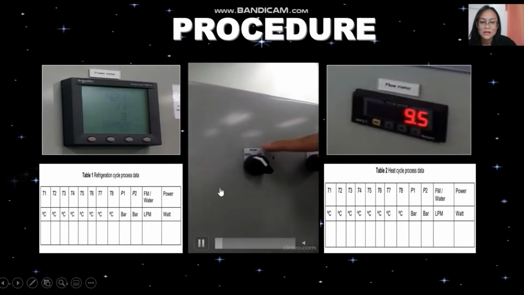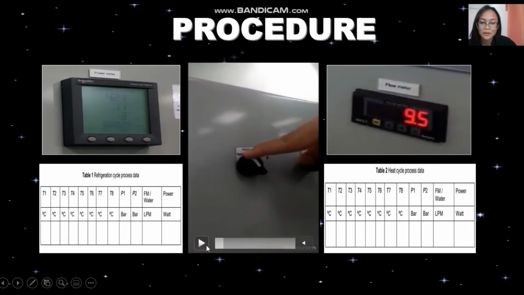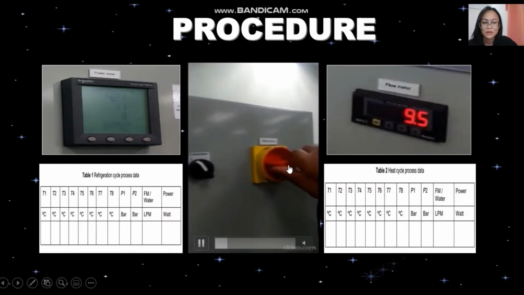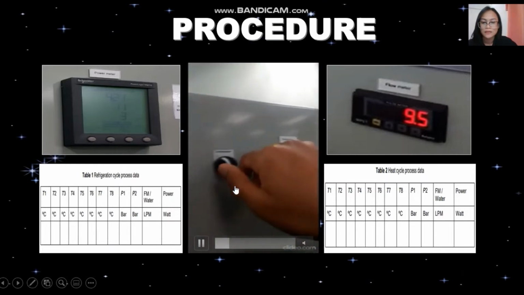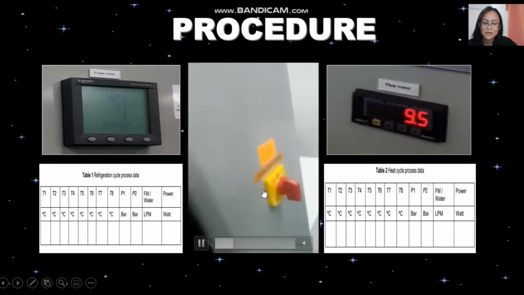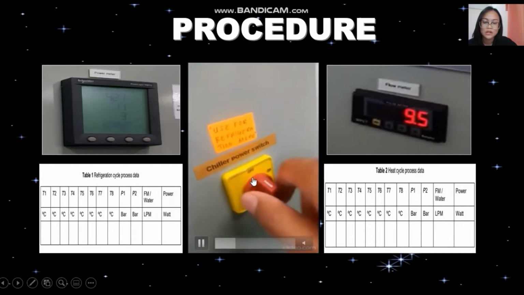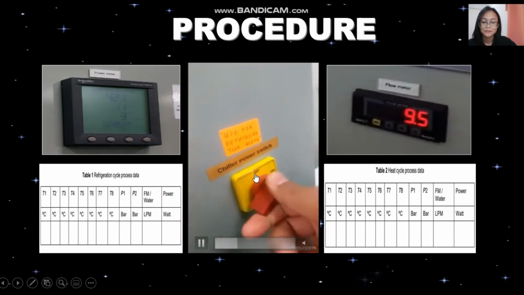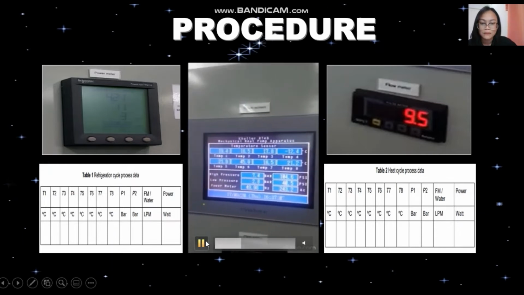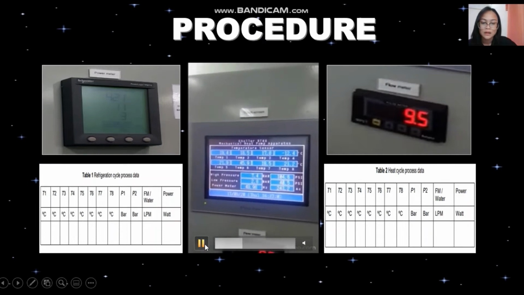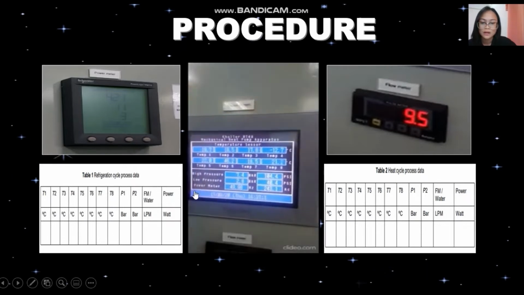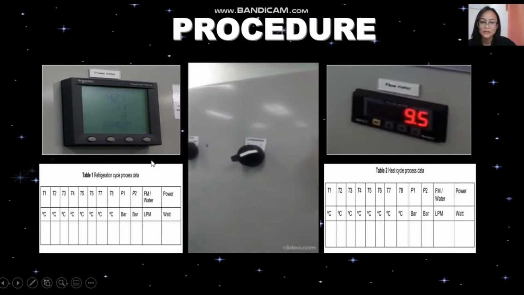Before we change the mode to refrigeration and heat pump mode, we need to switch on the main switch and switch on the compressor. For the refrigeration mode, we need to switch on the chiller power switch. We need to wait for about 5 minutes for the temperature average reading to reach steady state. After that, record all the data in Table 1.